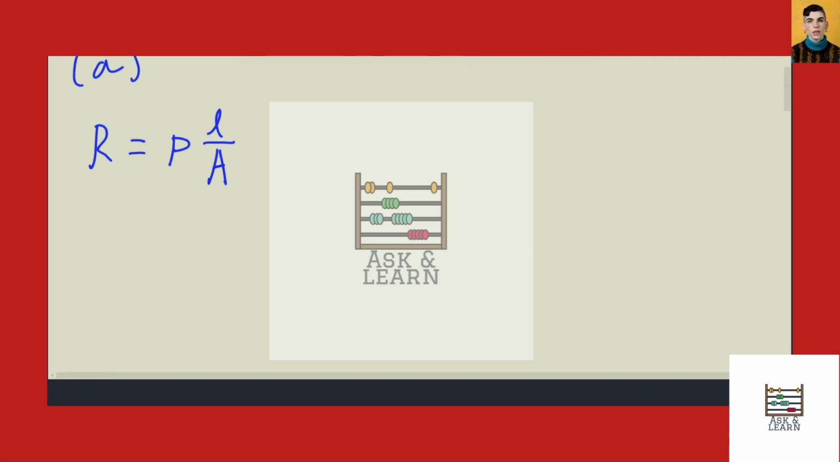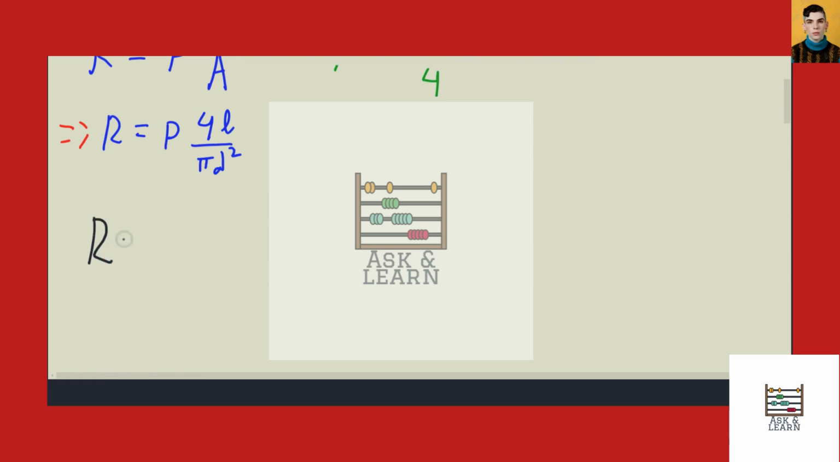And so next, we're going to write out the formula for this area A. So in our case, this area A is going to be equal to pi times d squared divided by 4. So now we can rewrite R as R is equal to rho times 4 times L divided by pi times d squared.